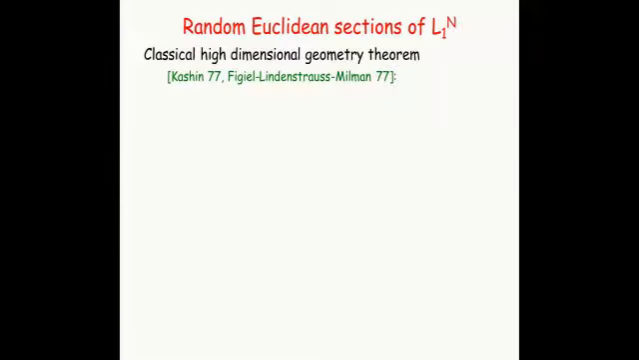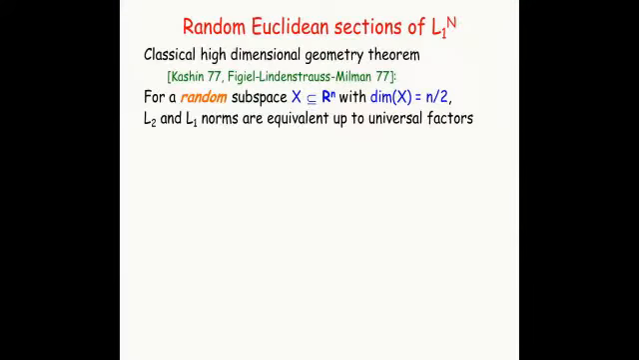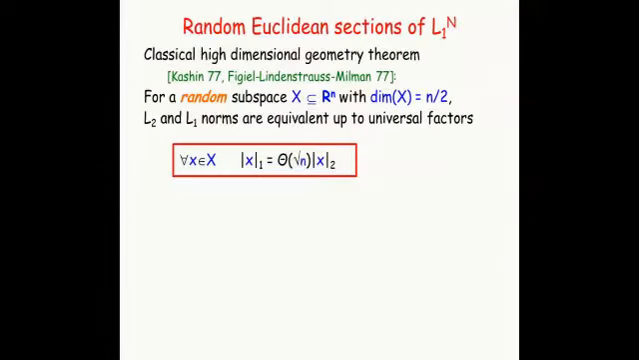That's the question here, and it turns out that this is a classical result: if you take a random subspace of R^n of dimension n over 2, then L1 and L2 will be the same up to the square root n factor, so the Cauchy-Schwarz inequality will be tight. For every vector in this subspace, L1 and L2 will be within a square root n factor of each other, up to maybe a factor of 2. It's not so easy to prove.